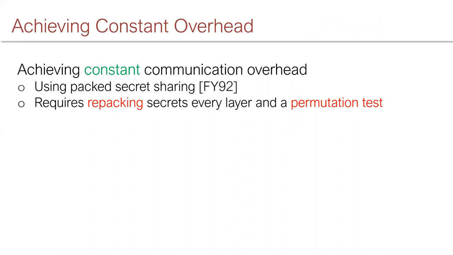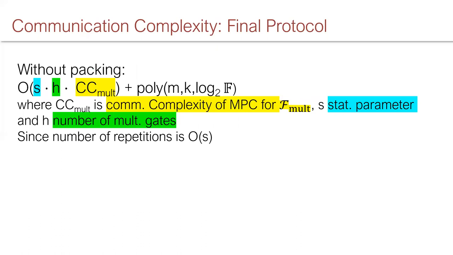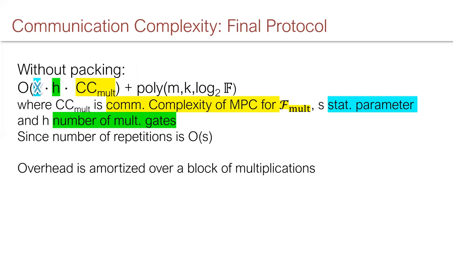To achieve constant communication overhead, we use packed secret sharing. Namely, the secrets are arranged in blocks and then shared. As I mentioned before, this technique played a central role in reducing the amortized communication complexity per party in large-scale MPC. And when using packing, the secrets must be rearranged between two layers according to the replication pattern of the computed circuit. So using packing enables us to eliminate the factor of S in the communication complexity. And the reason is because now the overhead is amortized over a block of multiplications.